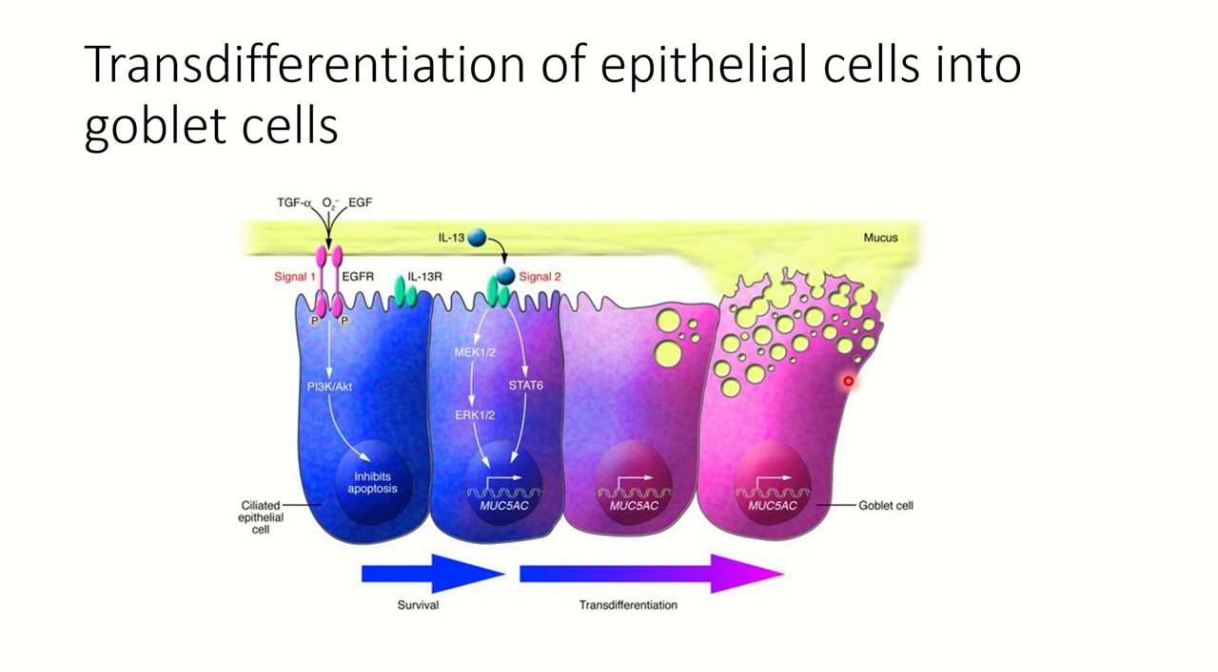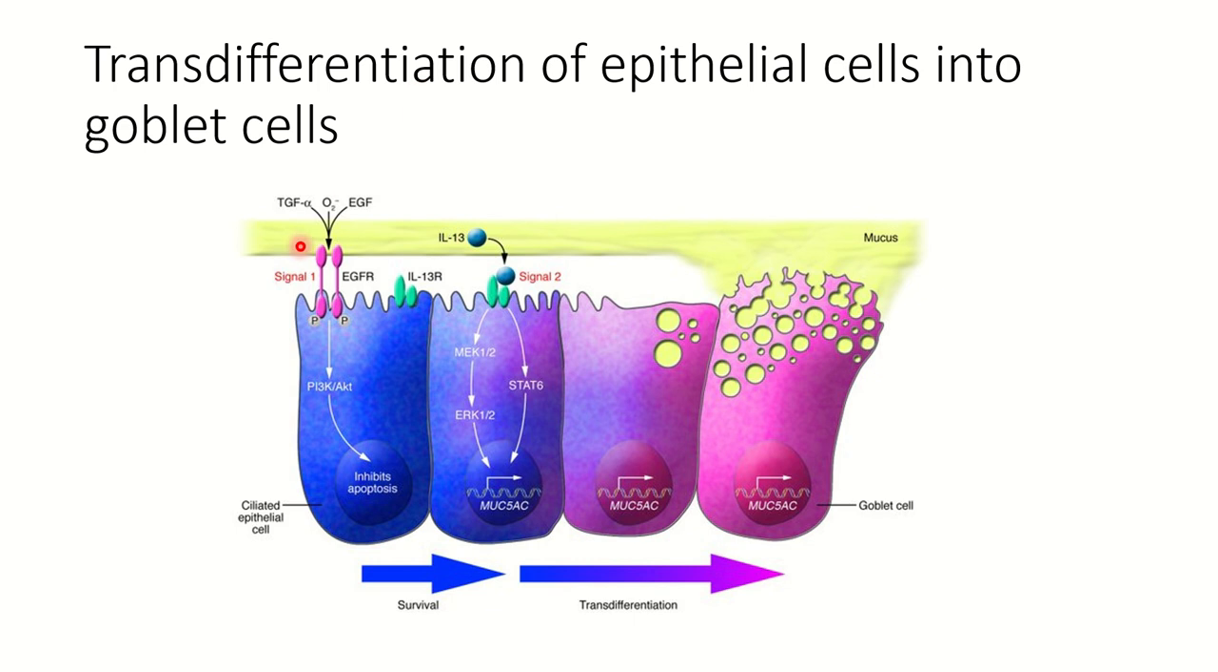So differentiation means an immature cell forming a mature cell. Transdifferentiation means a mature cell converting itself into another mature cell. In the previous diagram we saw epithelial cells; in place of epithelial cells we now have goblet cells in asthma patients. That process of conversion is called transdifferentiation.